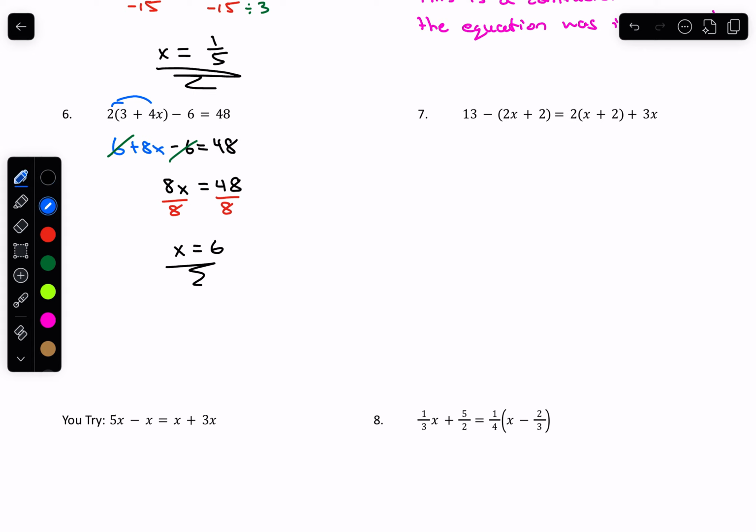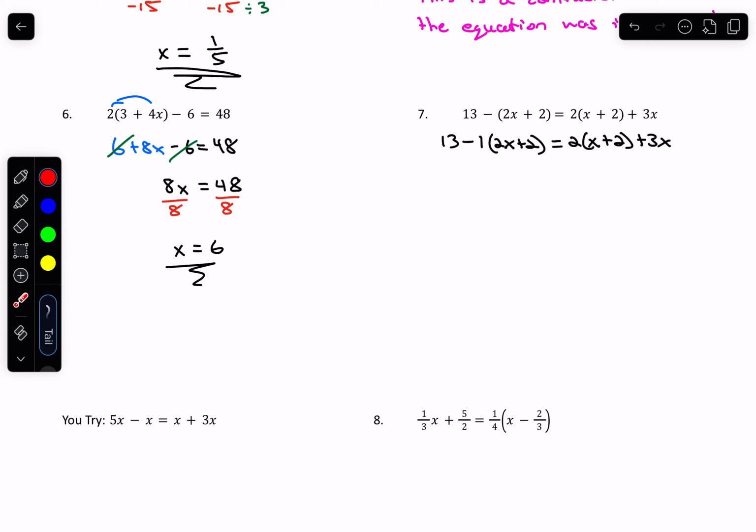Okay, number 7, now we have a lot of distribution to do. So we have 13 minus 2 times the quantity x plus 2. What is important to realize, and this is actually a grievance I have with mathematics as a whole, is we're very lazy in math. So 13 minus 2(x plus 2) is really 13 minus 1 times 2(x plus 2). And then on the other side, we leave it the same, 2 times x plus 2 plus 3x.